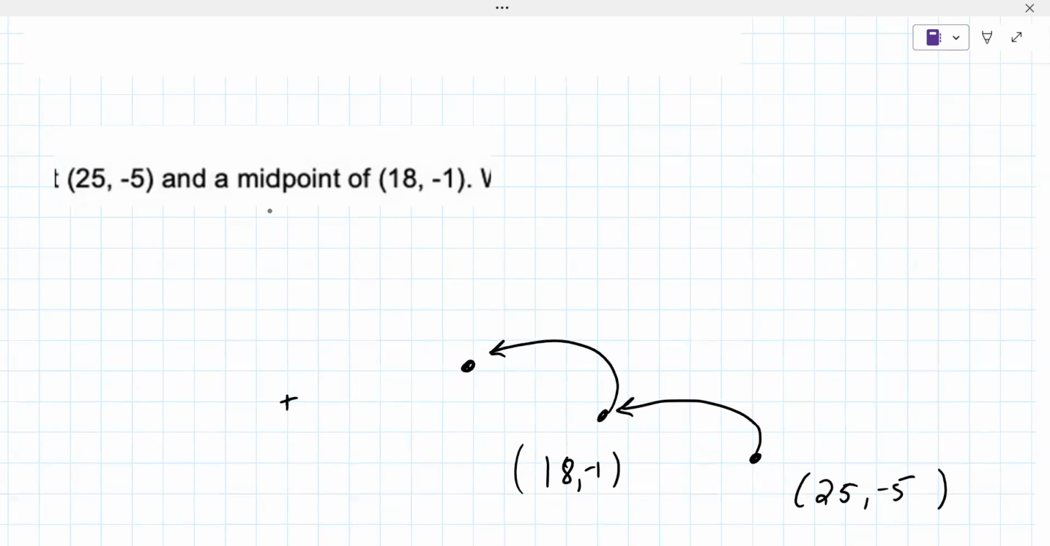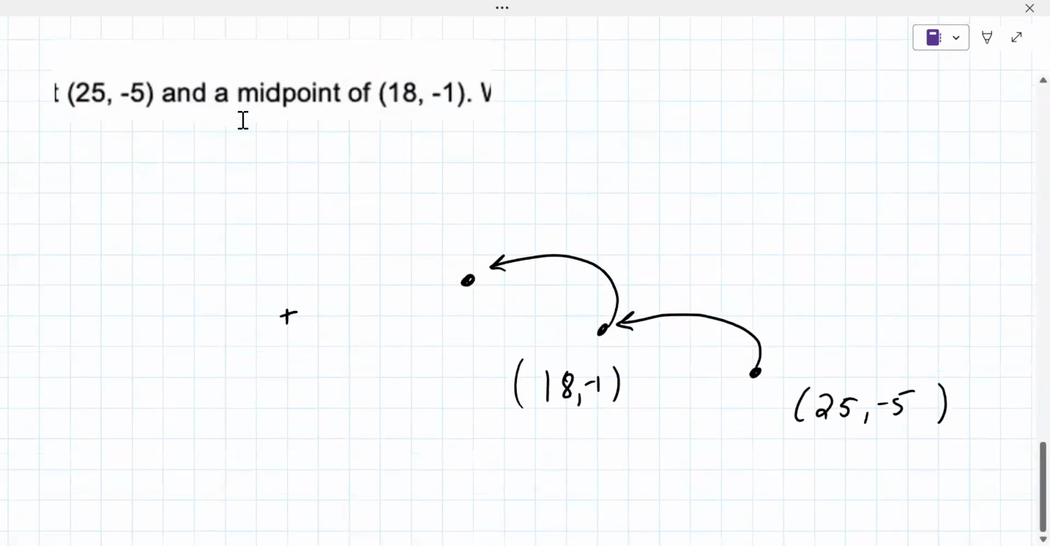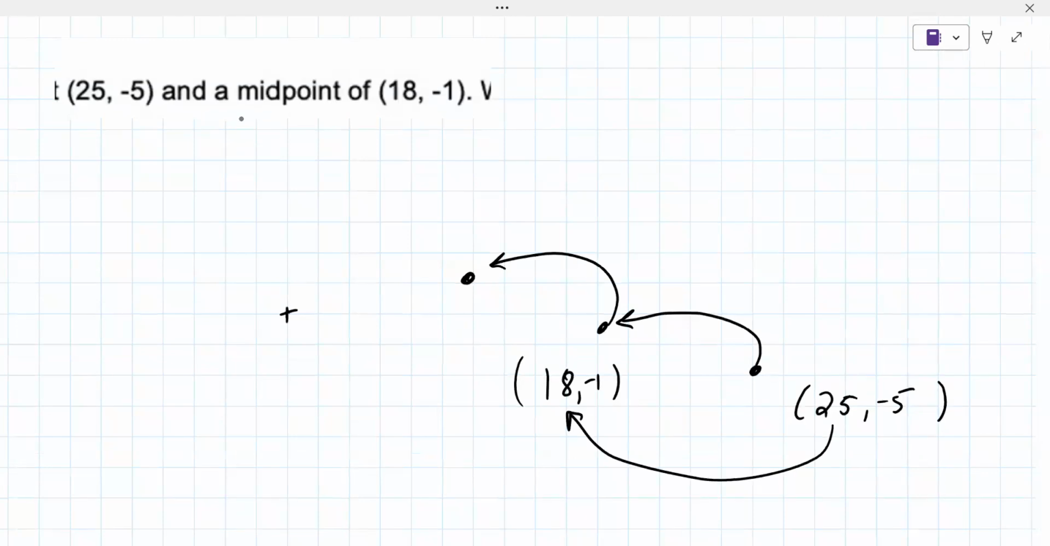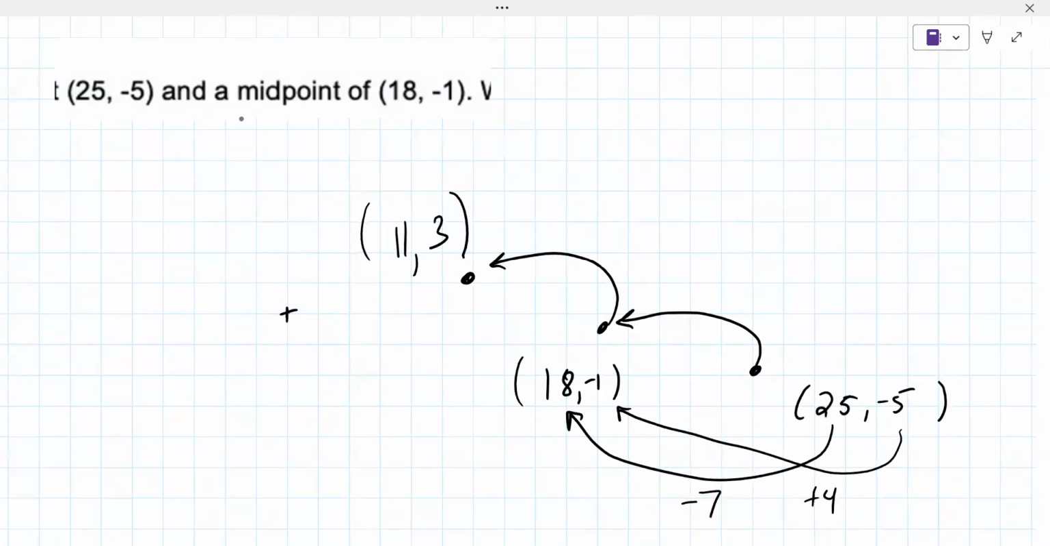Now this jump, if we look at the x values, how do you go from 25 to 18? That's minus 7. So you're going to subtract 7 again. This is going to be 11. Then we do the same thing, go from minus 5 to minus 1. You're adding 4. So you're going to add 4 again. Now, this is the right answer.